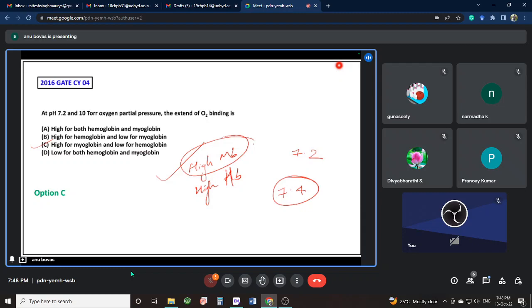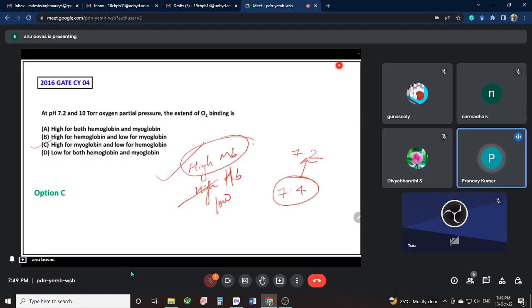So when pH decreases, the Bohr effect tells us that the affinity of oxygen binding by hemoglobin also decreases. From 7.4, the pH is decreasing, so the oxygen binding capacity of hemoglobin also decreases. That means this will not be high, this will be low due to low pH. So we will get high for myoglobin and low for hemoglobin. Is it clear now? Yes, thank you so much, ma'am.